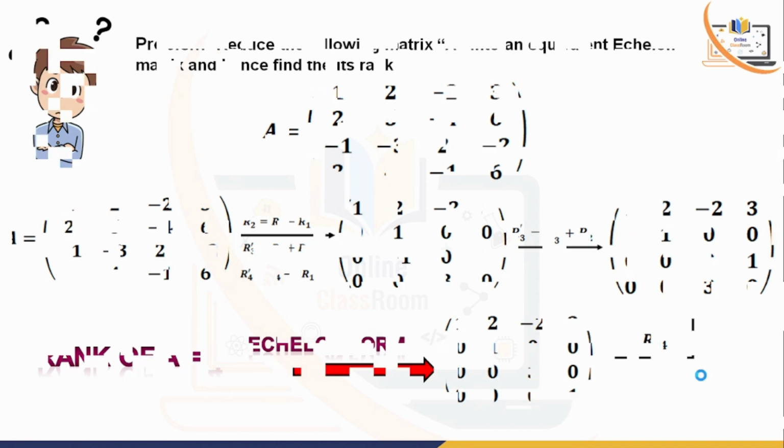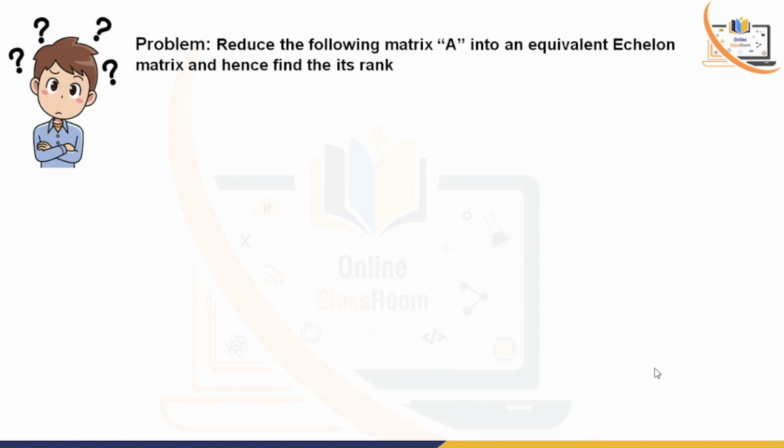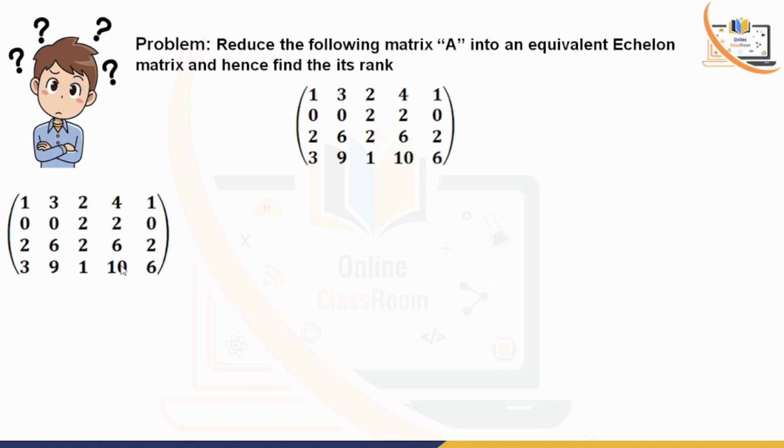Now we move to another example. In the previous example, we considered a square matrix, but here we consider a rectangular matrix. Physically, 4 rows are there and 5 columns are there. Now we have to find the echelon form. Obviously our target is to create 0 in this position, in this position, and in this position, using this particular leading element 1.